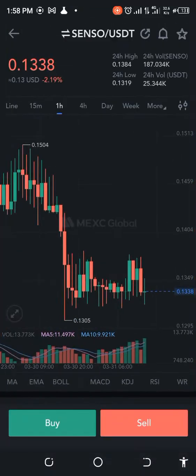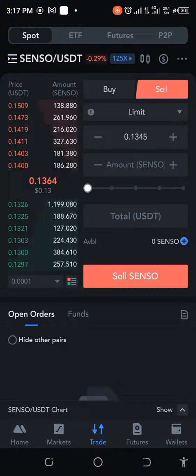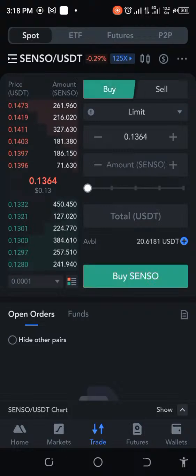But anyways, I'll give you the results. Let's see how it goes. All right, I'm back and it has already sold to USDT. Yes, Senso USDT is already sold. As you can see, Senso has been sold to USDT. I'm so happy.